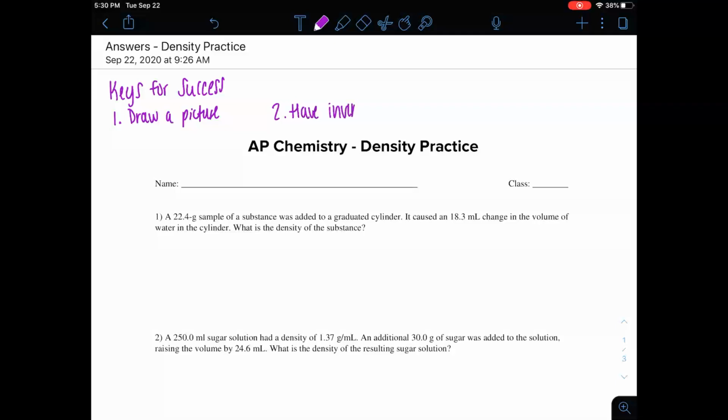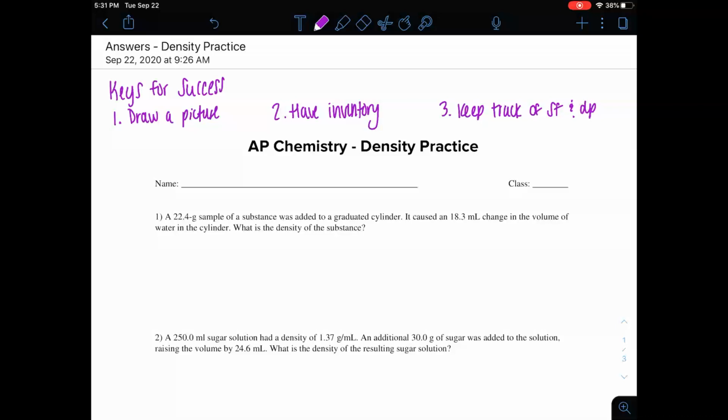Have an inventory, and by that I mean take account of everything that you're given in the problem and everything that you know off the top of your head that could potentially help you solve this problem. Key for success number 3 is keeping track of your sig figs and decimal places. Most of the time we're not going to see a lot of decimal place-based problems, but I like to throw that in there for the occasional addition and subtraction problem. Again, those are my keys for success with these word problems.